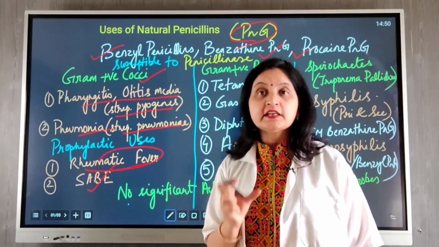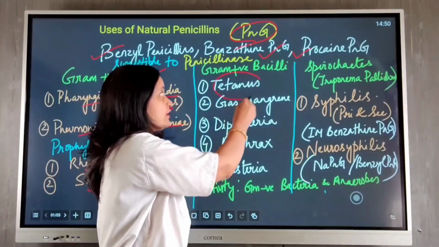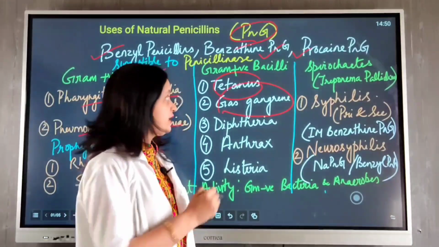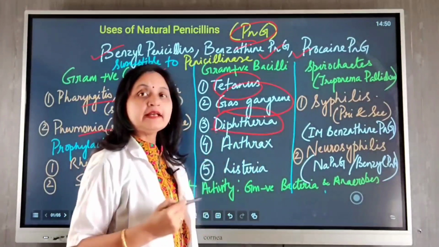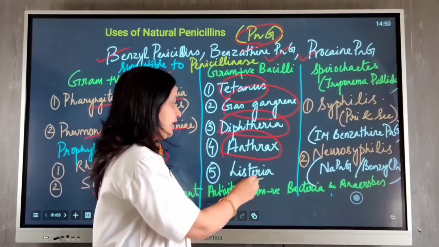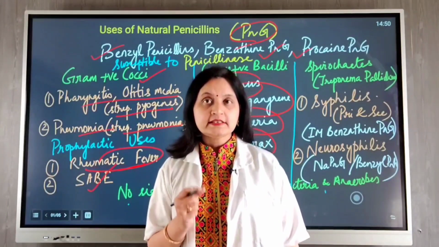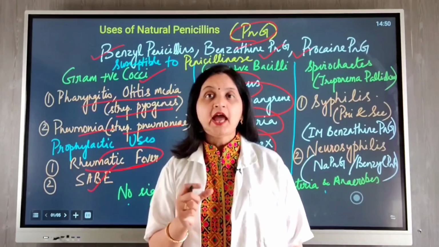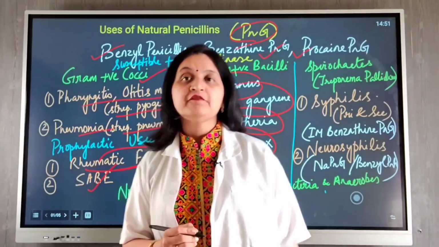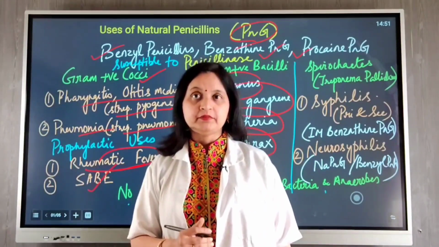Penicillin G is also active against gram-positive bacilli. For example, it is useful for the treatment of tetanus caused by Clostridium tetani, gas gangrene caused by Clostridium perfringens, diphtheria caused by Corynebacterium diphtheriae, and anthrax caused by Bacillus anthracis. Listeria is also highly sensitive to penicillin G. However, in infections such as tetanus, diphtheria and gas gangrene, antitoxins and other measures are more important. So penicillin G can also be used for treating infections caused by gram-positive bacilli, particularly Clostridium and Corynebacterium diphtheriae.